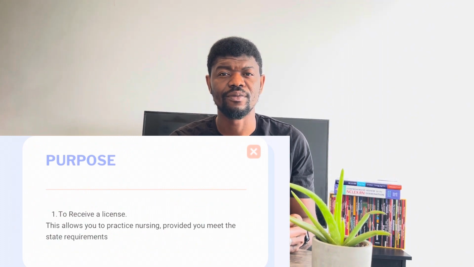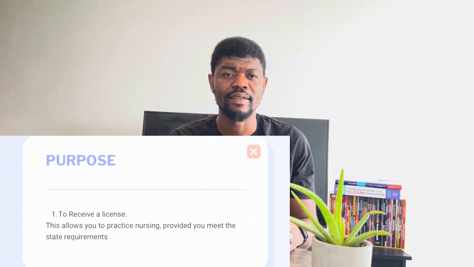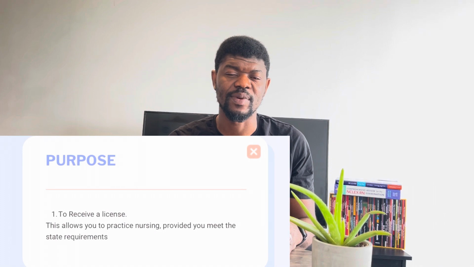But we should take note that this is state specific, and so you will find out that every state has a different set of rules for whoever wants to take the exams. However, the exam is usually the same. So regardless of the state you've registered for, you should be able to still take the NCLEX-RN exam.